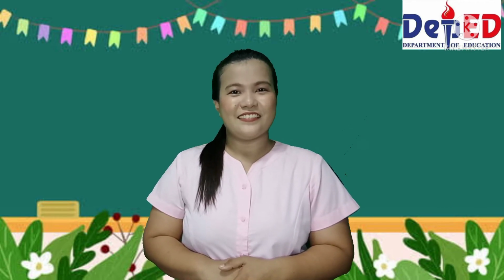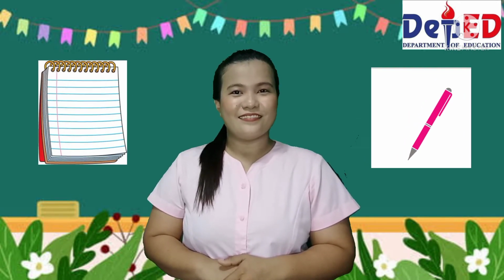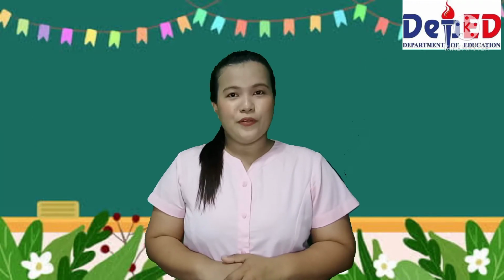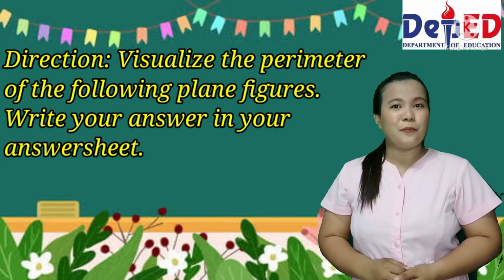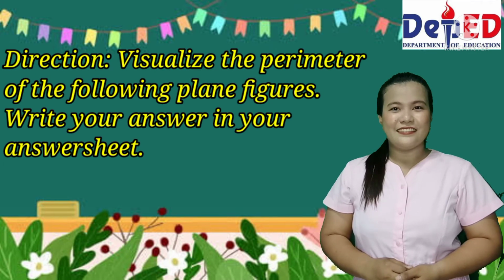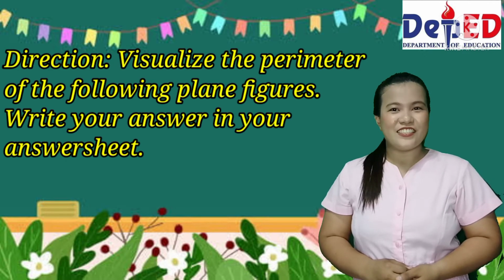Great! Yay! Now that you know how to get the perimeter of the given figure, I can confidently say that you are ready with your first activity. So I want you to ready your answer sheet and your pen, because you only have 1 minute to answer the following. Here is our direction for your activity 1. Visualize the perimeter of the following plane figures. Write your answer in your answer sheet.